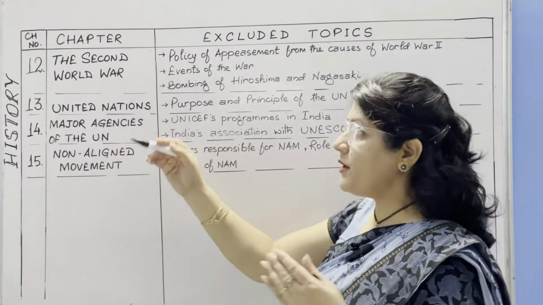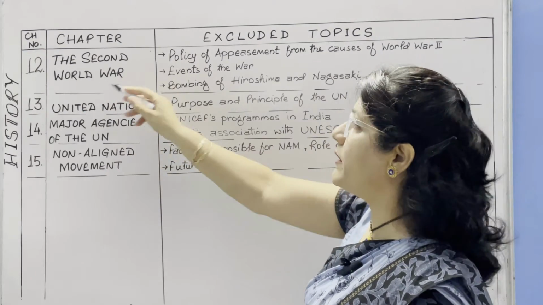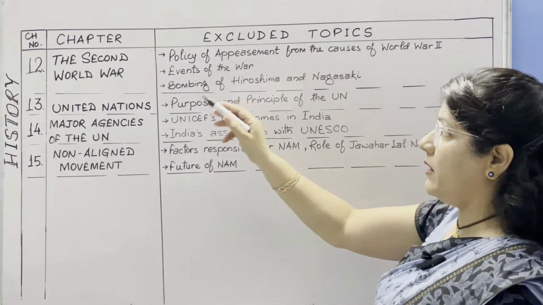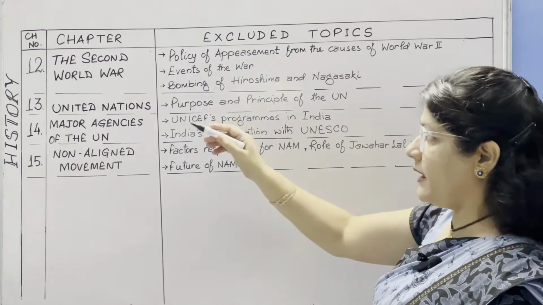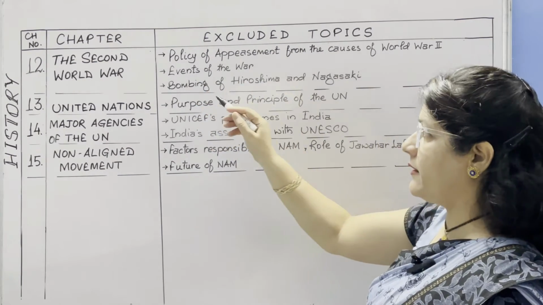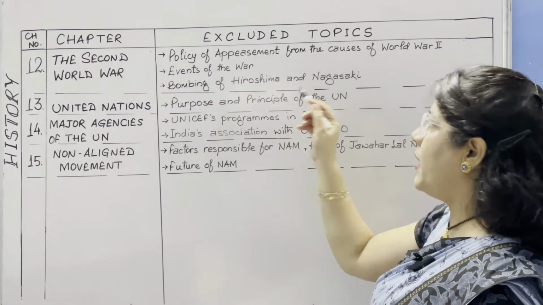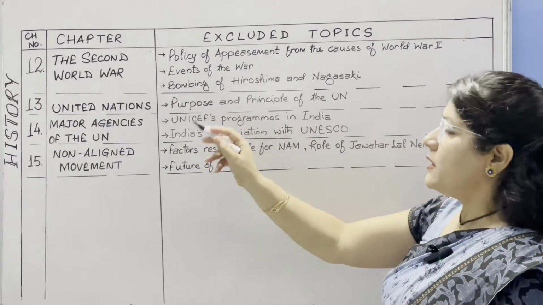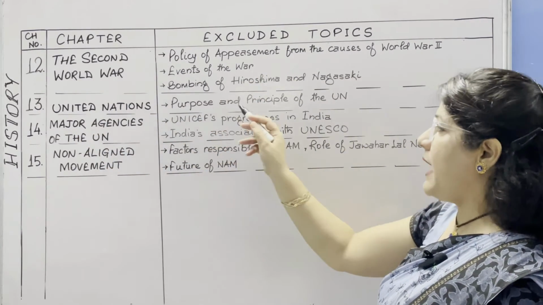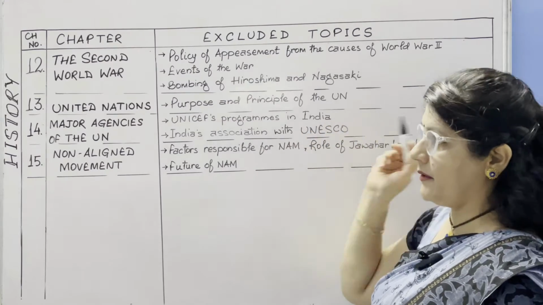Further, from contemporary world, chapter 12, which is Second World War, excluded topics are policy of appeasement from the causes of World War II, second, events of the war, and then bombing of Hiroshima and Nagasaki. Chapter 13 is United Nations. Deleted topic is purpose and the principle of the UN.